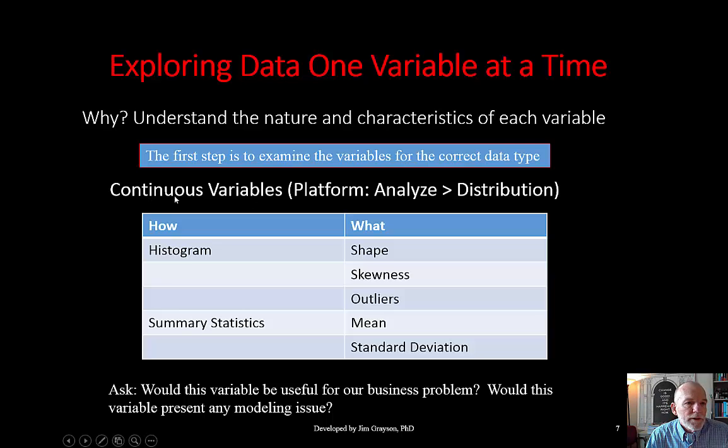Let's look at what we might be looking at for continuous variables, again getting to it through Analyze and Distribution. Some of the main tools we have are the histogram and the summary statistics. With the histogram, we look at the shape. Does it follow some recognizable distribution? Does that tell us something about it? We look at the skewness and whether there are outliers, and we'll look at an example in just a minute. And then the summary statistics: what is the mean and standard deviation for this data?